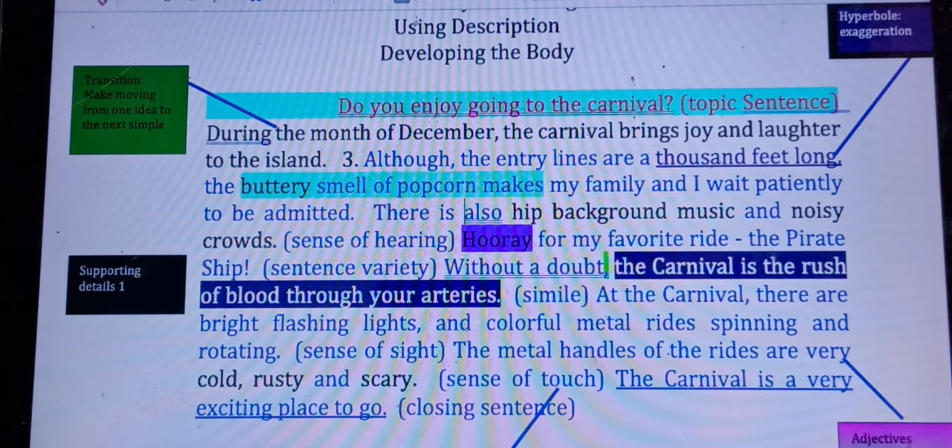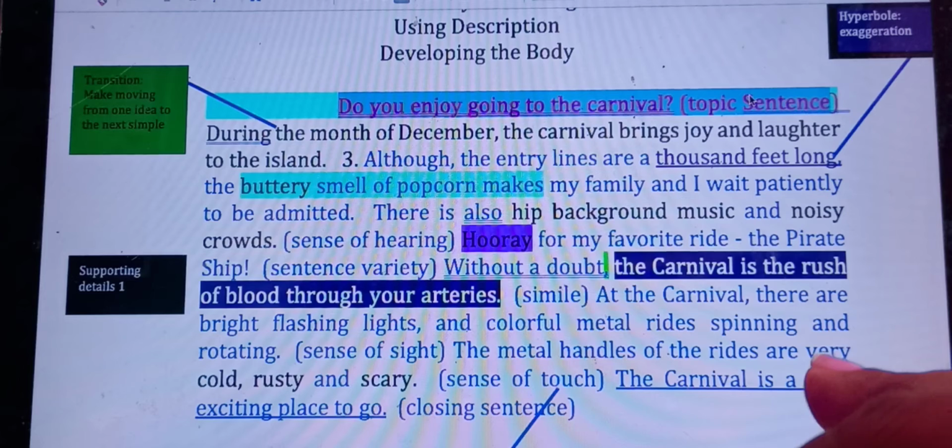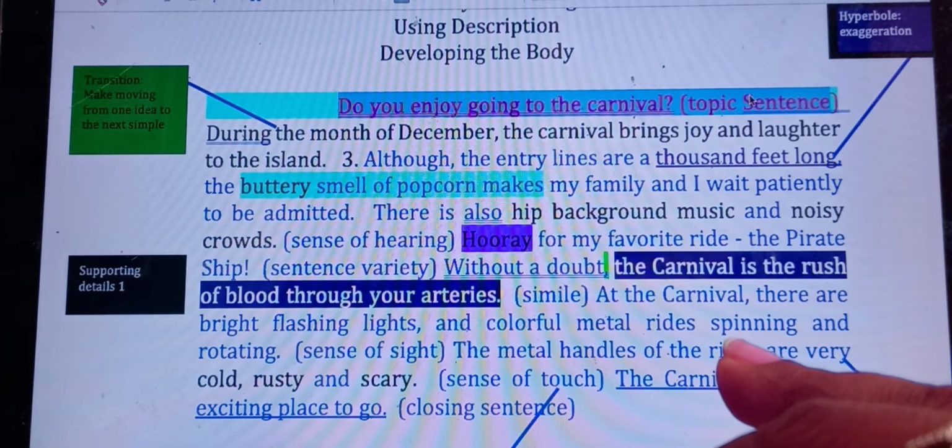Today, students, we're going to look at how we can use a variety of descriptive tools. Here's a sample paragraph written by Richie Dagobert. He begins with the topic sentence, which states, of course, the main idea of the paragraph. Do you enjoy going to the carnival?